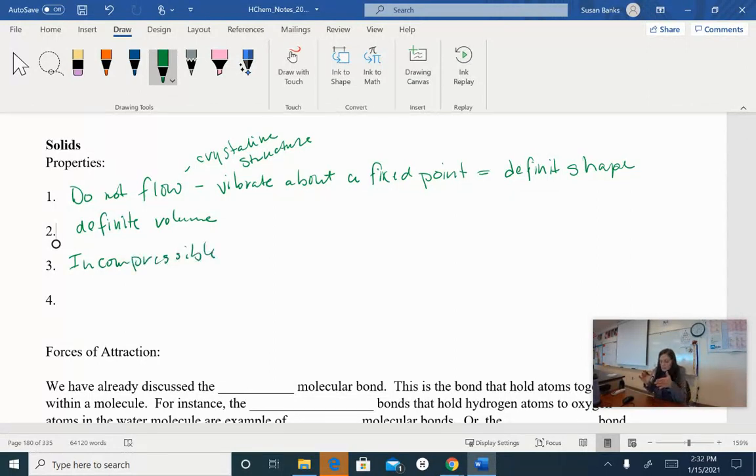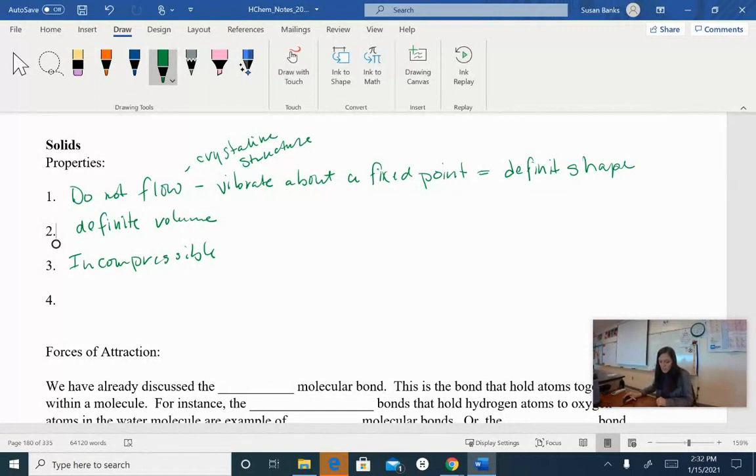I cannot smush the molecules closer together in a solid at all. They're next to each other as much as possible. Okay? So they have a definite volume. They take the shape of their container. They do not flow at all. Okay, so there's a little introduction into solids, liquids, and gases.